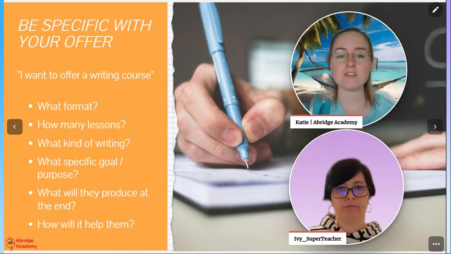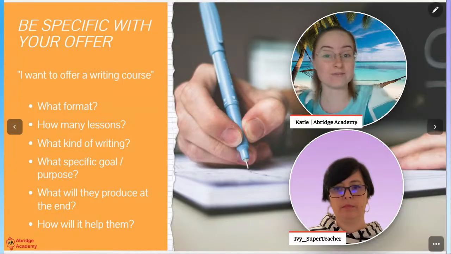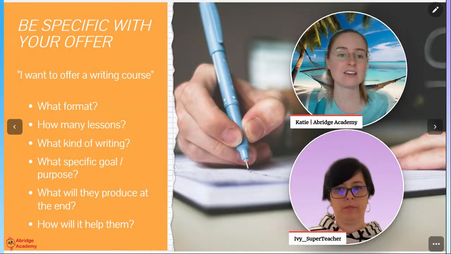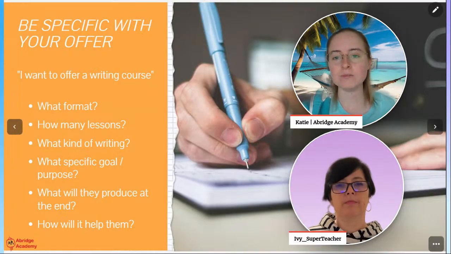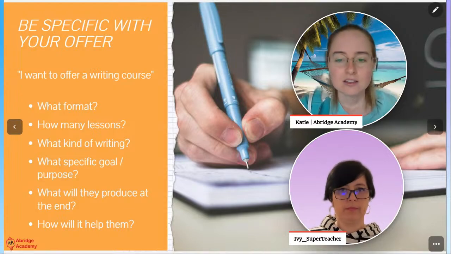What goal do they achieve? What are they going to create at the end of it? Are they going to have something to prove what they've learnt in that program? Going back to what we were talking about before about getting results and measurable things. And then how is it going to help them in terms of their longer-term goals? Make that really, really clear.